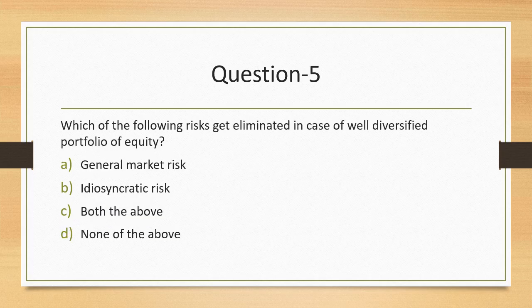Question number 5. Which of the following risks get eliminated in case of a diversified portfolio of equity? We all have heard that do not put all your eggs in one basket. So it is about the diversified portfolio. Once the diversification happens, what we call the idiosyncratic risk, which is specific to a company, these risks get eliminated, if not fully, then definitely significantly. Let us move on to question 6, because we are done with 5.